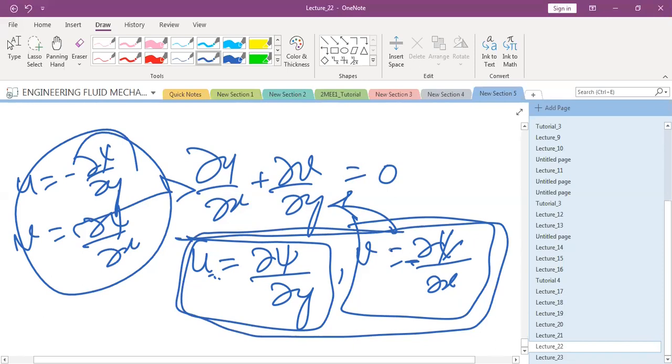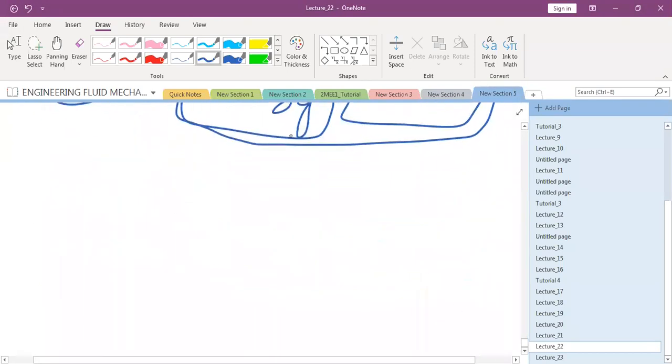So please remember, as opposed to the potential function, which was defined for the three-dimensional condition as well, we don't have a corresponding equation defined for the stream function as far as three dimensions are concerned. We have only defined the stream function for a 2D case, not for a 3D case. So that is the inherent disadvantage of using the stream function.